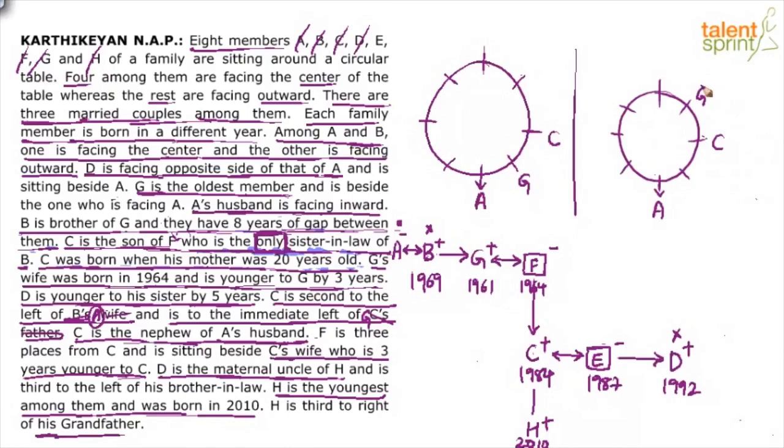Now understand, what did it say? The point said that C is on the immediate left of C's father. C is on the immediate left of G. Now according to case 1, this is case 1 and this is case 2. According to case 1, left of G is anti-clockwise, which means G is facing outwards. According to case 2, left of G has come in the clockwise direction, which means G is facing center. Are you able to follow? So G facing outwards or G facing center. The two cases have been considered.